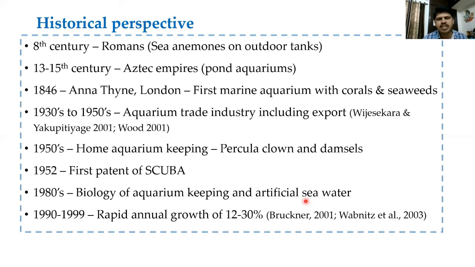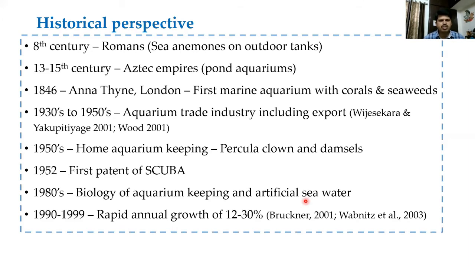And due to the development from 1930s to 1950s, the aquarium trade industry started the export, and then in 1950, of course, our neighboring country Sri Lanka started the ornamental export. And in 1950s, again, the people started maintaining home aquariums. Especially, it started with the clowns and damsels.